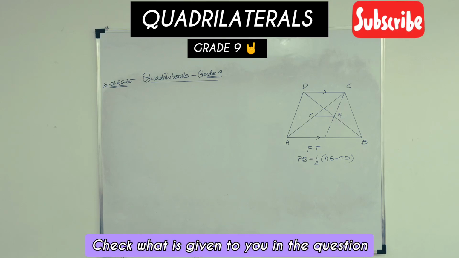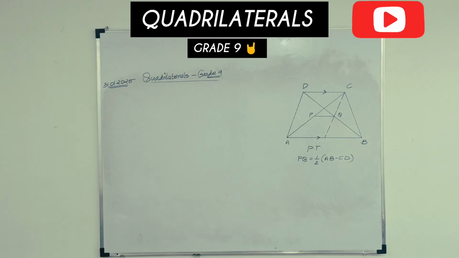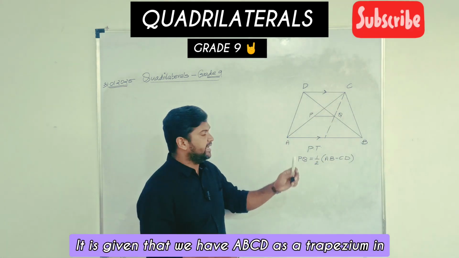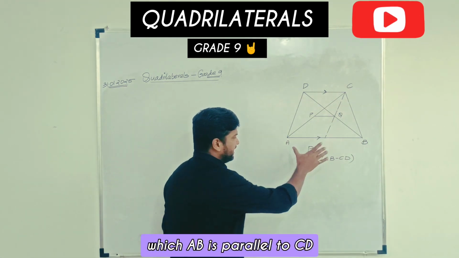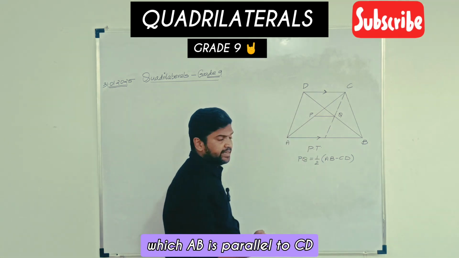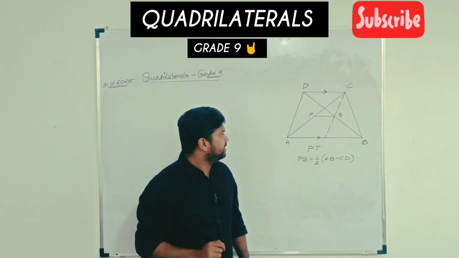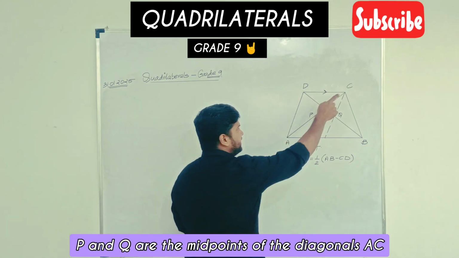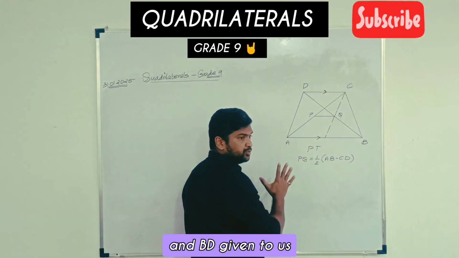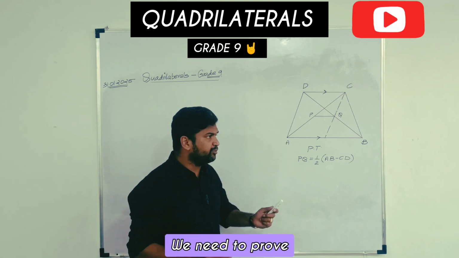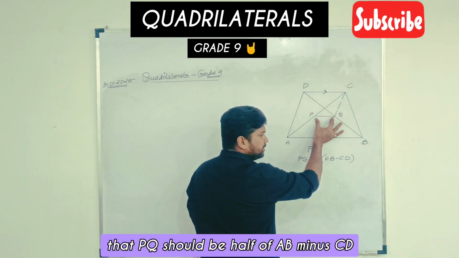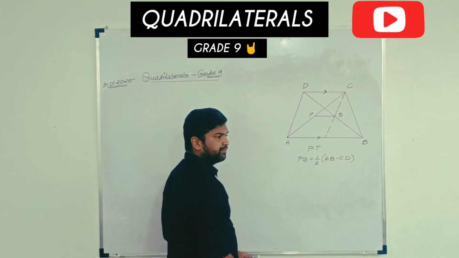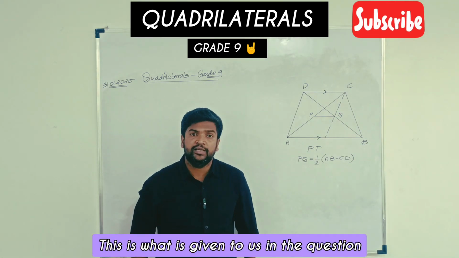Check, beta, what is given to you in the question. I'll read the question for you. It is given that we have ABCD as a trapezium in which AB is parallel to CD. And second thing, P and Q are the midpoints of the diagonals AC and BD. These three things are given. We need to prove that PQ should be half of AB minus CD. This is what is given to us in the question.